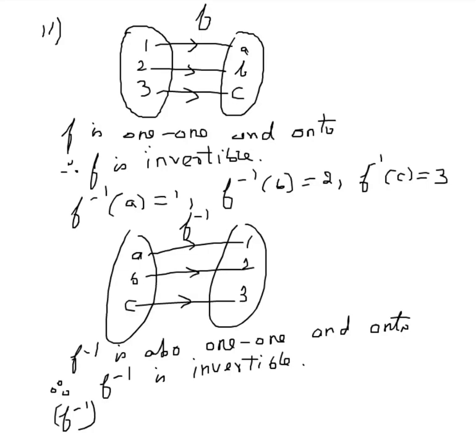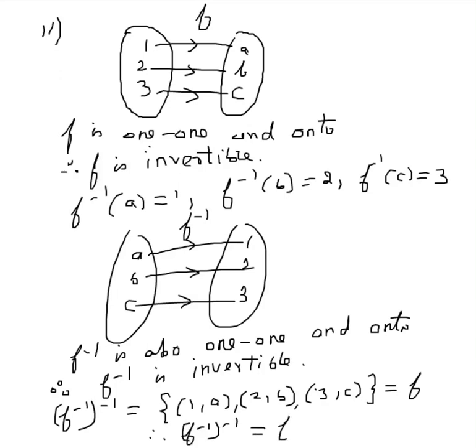Let us write the inverse of this. You have to reverse it again. So the inverse of f inverse will be, I am writing it in roster form, (1, A), (2, B), (3, C), which is the same as the f function. Therefore, f inverse, the whole inverse, is equal to f itself.